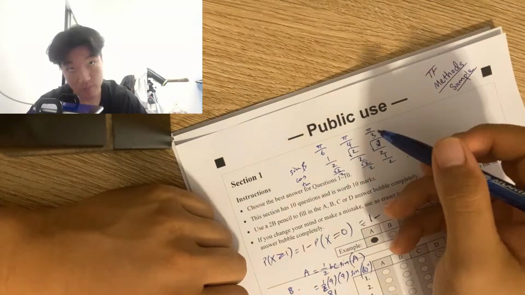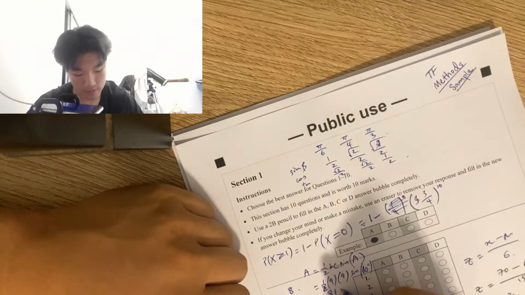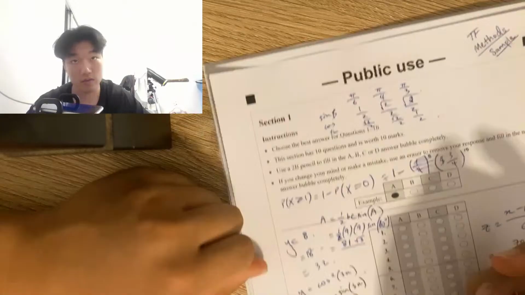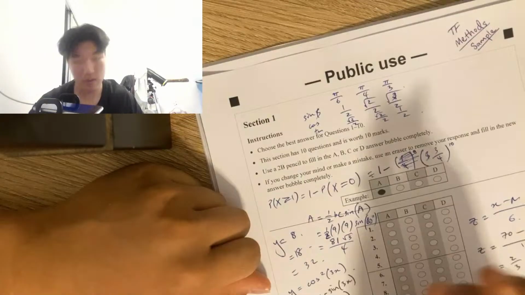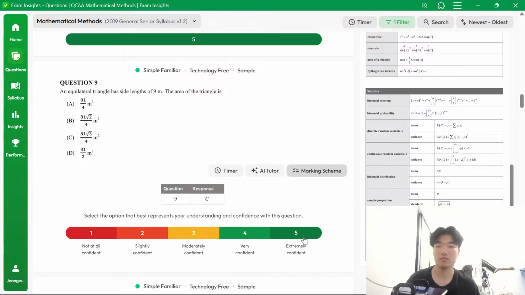Sine of pi over 3, otherwise known as 60 degrees, is square root of 3 over 2. And we know that it was already being divided by 2. So the denominator becomes 4. So it's actually C. Okay.